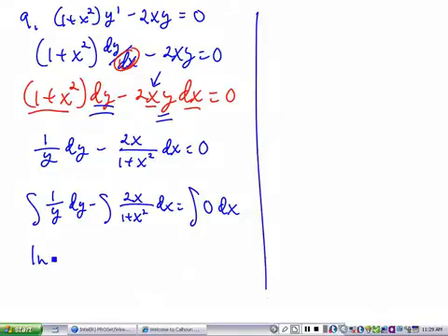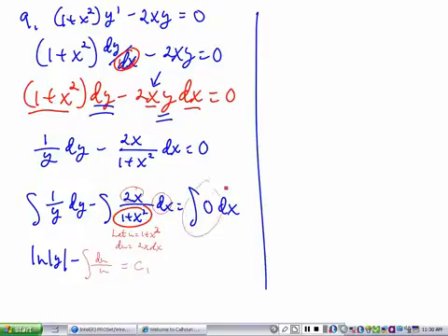So we have the natural log of the absolute value of y minus, now you have to use a u-du substitution here. Let u equal 1 plus x squared. And so du is 2x dx. Well, du picks up the numerator. So this also is a natural log. Basically, you have the integral of du over u. And then that's equal to c sub 1. This guy is just a constant once you integrate.